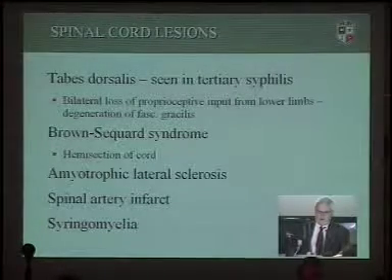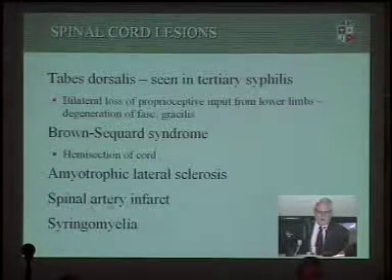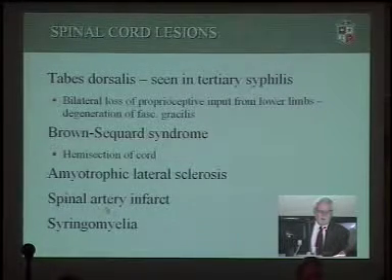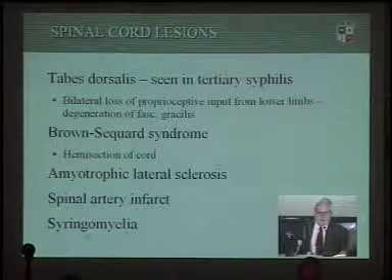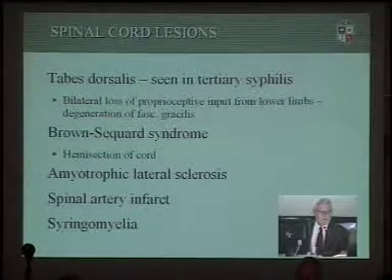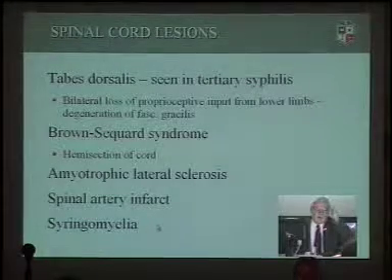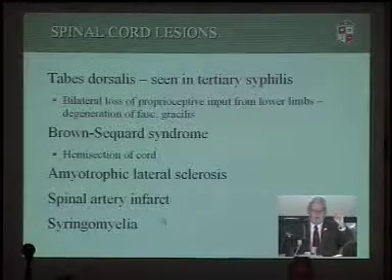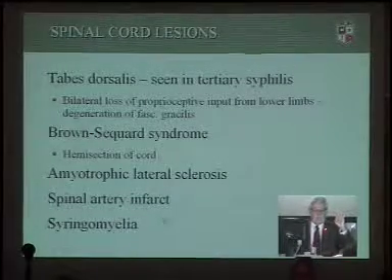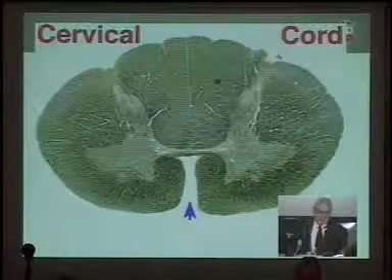An anterior spinal artery infarct can occur sometimes with low blood pressure. Somebody's hemorrhaging, and we'll look at that here in just a second. Syringomyelia, this is an expansion or a tumor in what used to be the central canal of the spinal cord, and it has a very, very traditional appearance. Okay, so this is the cervical cord.